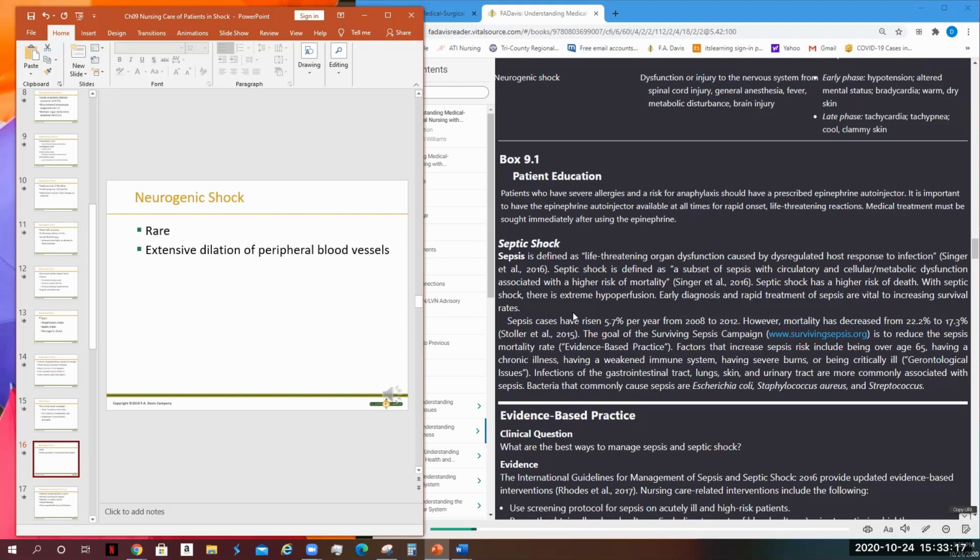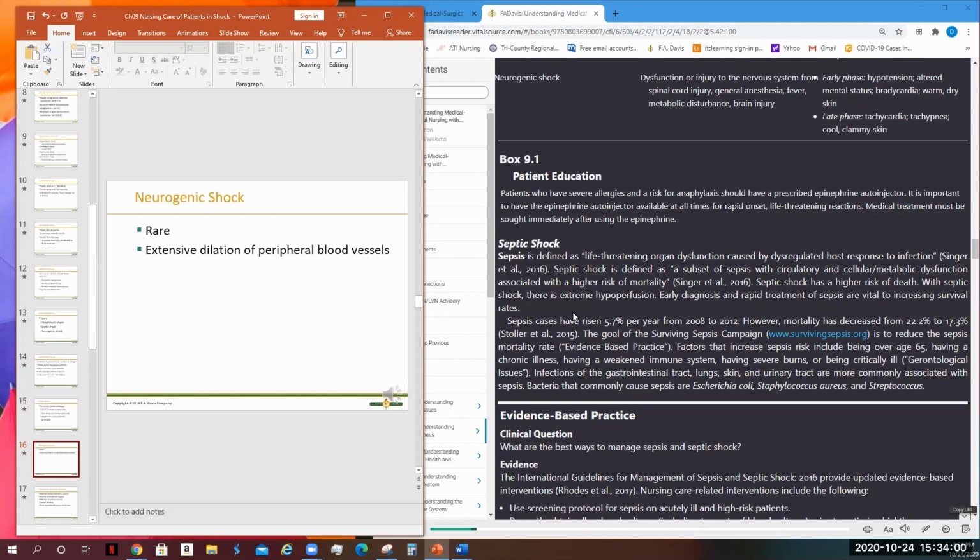With septic shock, there is extreme hypoperfusion. Early diagnosis and rapid treatment of sepsis are vital to increasing survival rates. Septic cases have risen 5.7% per year from 2008 to 2012. However, mortality has decreased from 22.2% to 17.3%. The goal of the Surviving Sepsis campaign is to reduce the sepsis mortality rate.